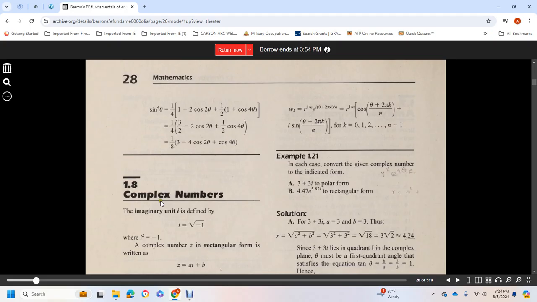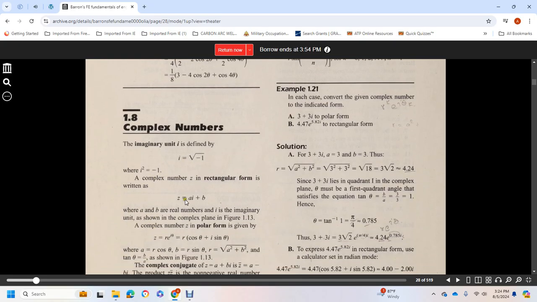Alright, 1.8, complex numbers. The imaginary unit, i, is defined as the square root of negative 1, where i squared is equal to negative 1. A complex number z in rectangular form is written as z equal to a plus bi, where a and b are real numbers. i is the imaginary unit, shown in the complex plane, figure 1.13.